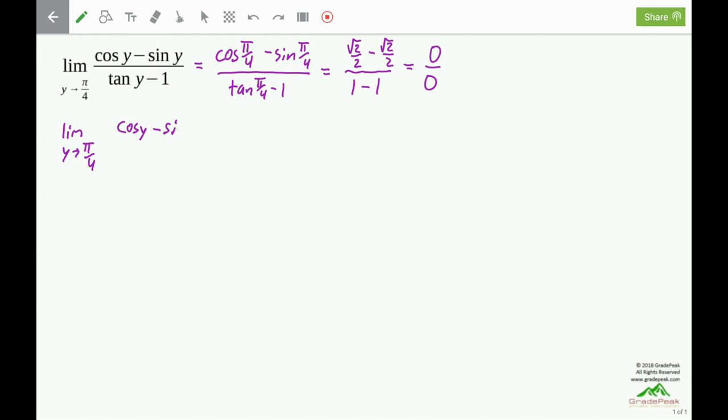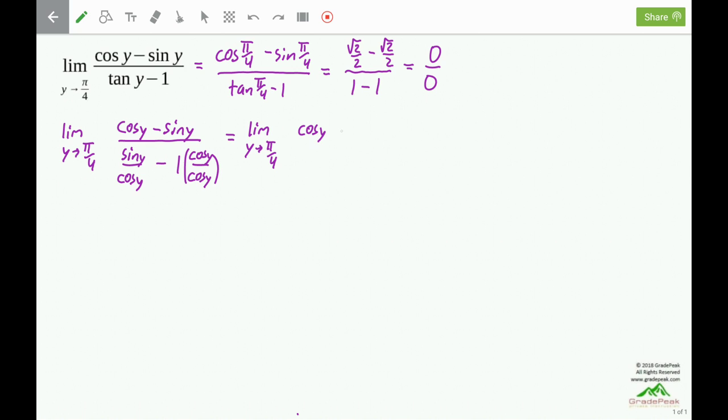So we would have cosine of y minus the sine of y. I'm going to leave that alone over the tangent, which is sine of y over cosine of y, minus 1. We can get a common denominator between those two terms in the denominator. I need to multiply that 1 by a cosine of y over a cosine of y form of 1 to turn it into a fraction with a common denominator so that I can combine those fractions together.